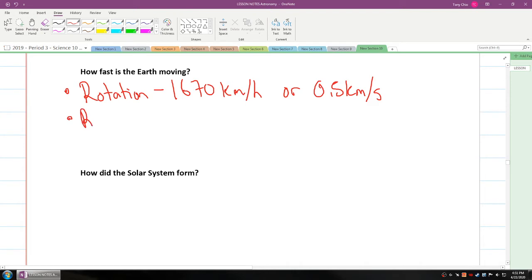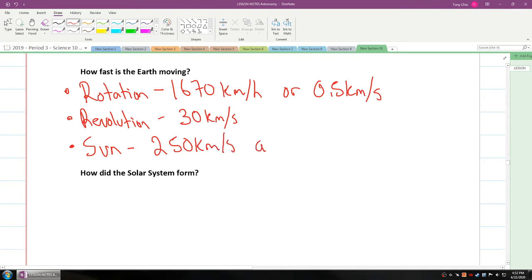Its revolution, aka how fast it moves around the sun, that's a bigger number. That's about 30 kilometers every second. That means it can fly across space around the sun at around 30 kilometers a second. But our sun is moving across the Milky Way at about 250 kilometers per second. So we are actually moving very, very fast, but we don't actually realize it.